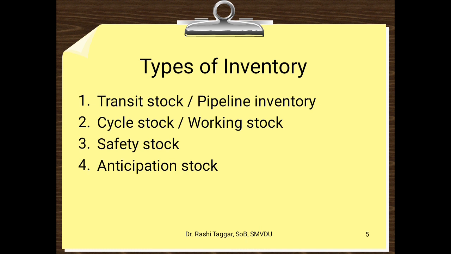The level of anticipation stock to be maintained depends on the forecast and the factory capacity. So these are the two things which determine that. Our forecast will help us decide how much anticipation stock needs to be maintained, and also what is the capacity of my plant.